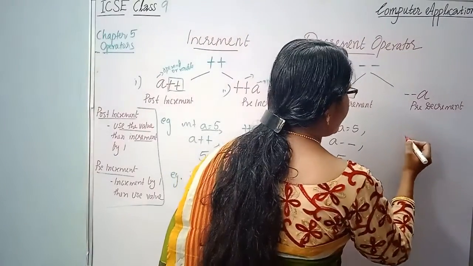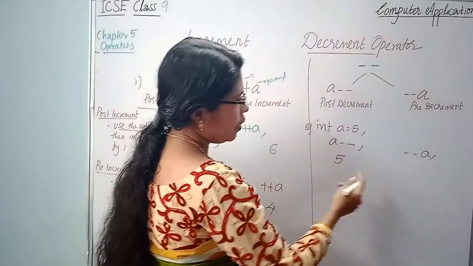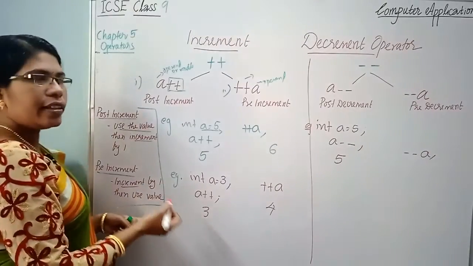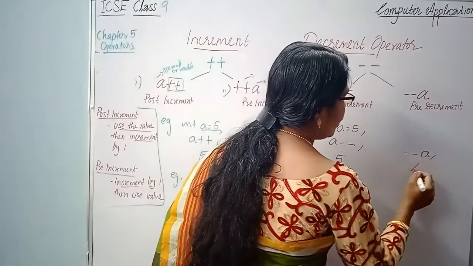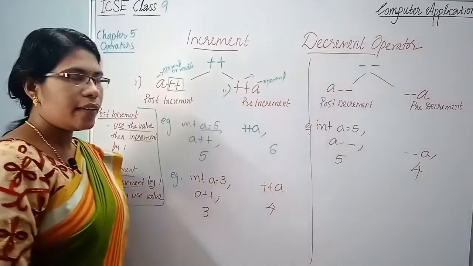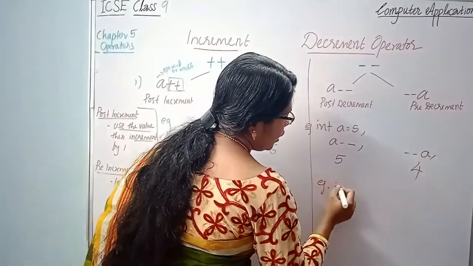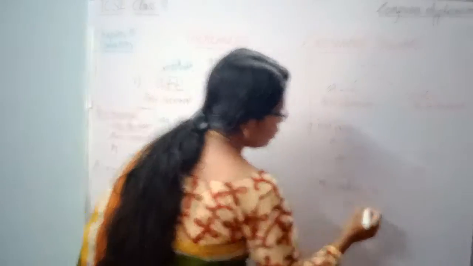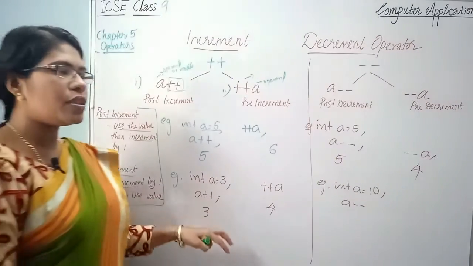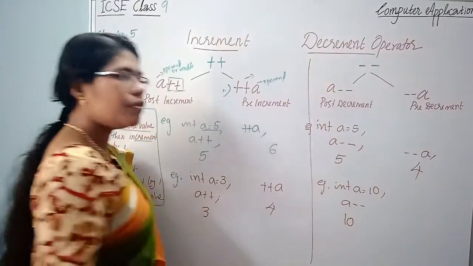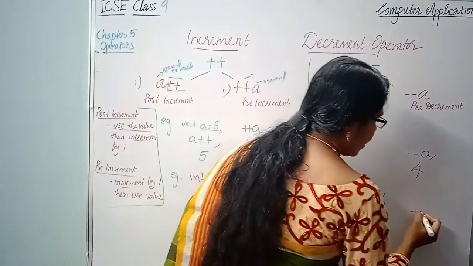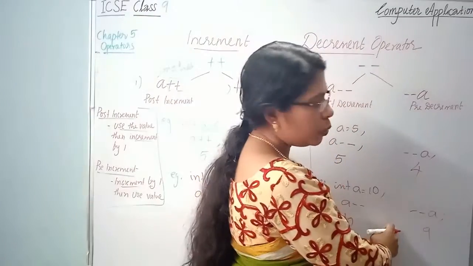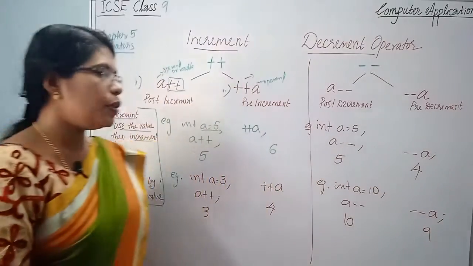Okay. Then here also the same, minus minus a. Minus minus a means, in the case of pre-decrement, we should decrease by 1, then use the value. So we are decreasing the value, so we will get 4. Okay. Another example, int a equal to 10, and what is the value of a minus minus? A minus minus means we will use the value first, then decrease the value. Minus minus a is pre-decrement, so we have to decrease by 1, then we will use the value.